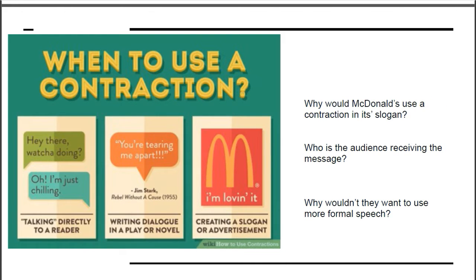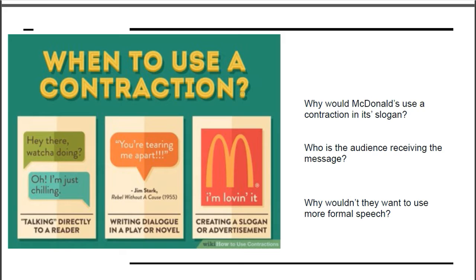When to use a contraction. Look at the image on the PowerPoint. There are different ways that you can use contractions. First, you can use it in writing when you are directly talking to a reader. For example, hey there, what you doing? This is informal writing and can be used in poetry or fiction writing. Next, you can use contractions when writing dialogue in a play or a novel. This mimics the way people really talk and is informal.